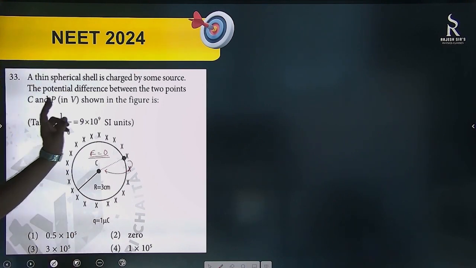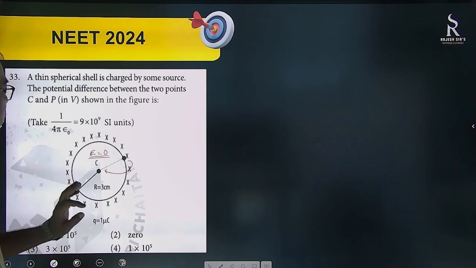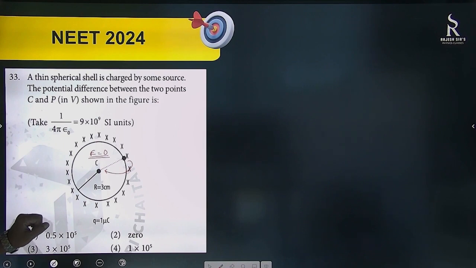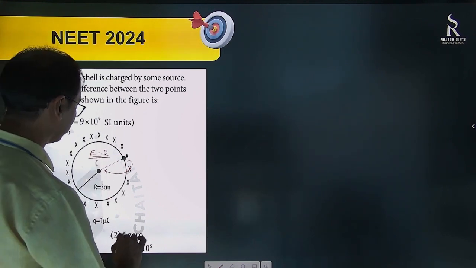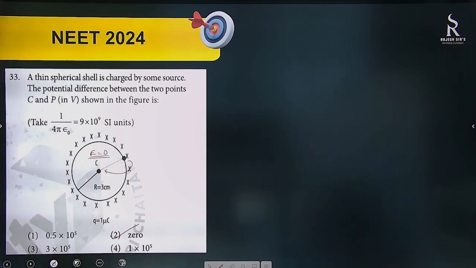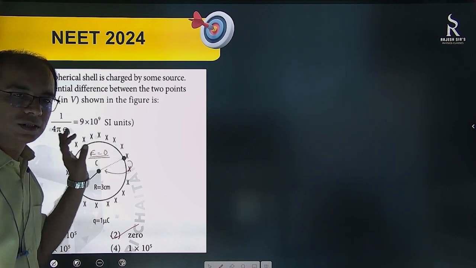So what he wants, potential difference between the 2 points C and P. C and where is P? Not visible here. Not visible, but it is somewhere inside. Okay, our answer is 0. Right? Okay. So answer is 0 because this is equipotential surface now.